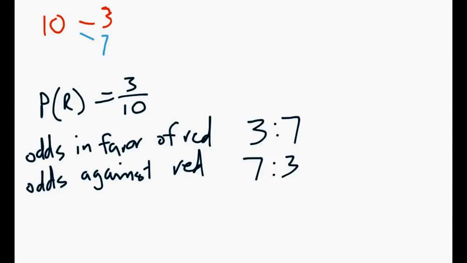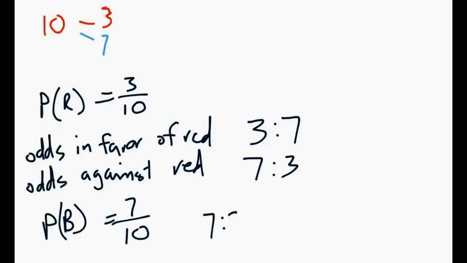Okay, so you get the idea of how to connect these things. So the probability of a blue would be 7 out of 10. Odds in favor of a blue would be 7 to 3. Odds against a blue, 3 to 7, and so on. So we're just looking at how to connect odds and probability and that type of thing. And that should be it. We'll stop there. We'll do some more of these later on.